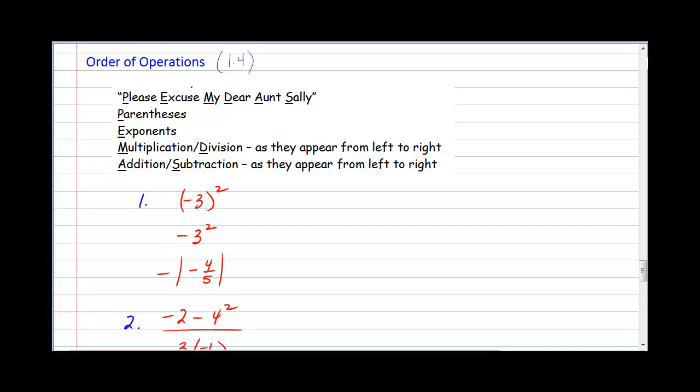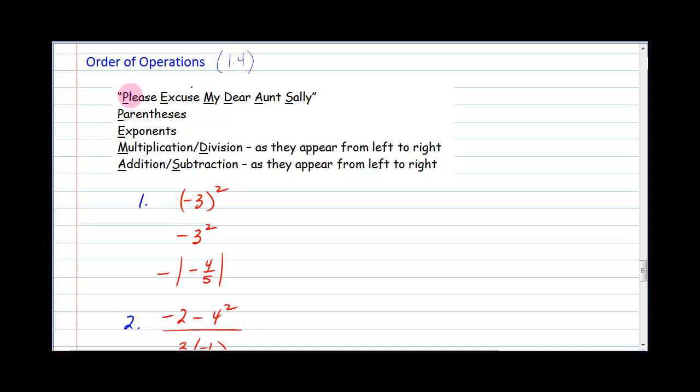Order of operations are important for us to remember, because when we solve equations, we might have to simplify an equation, or when we do later on in our chapter or in our unit, when we cover polynomials, we might need to know what operation to do first. So let's just go over these for a minute.